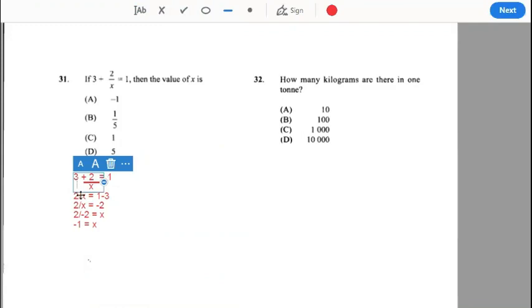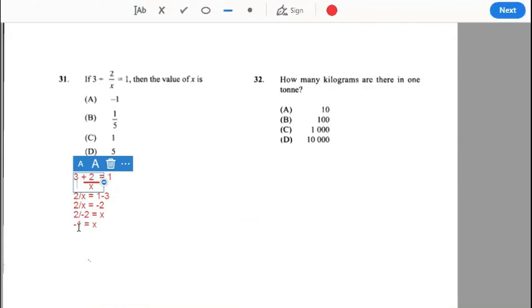So 2 over x, I bring the 3 over the equal sign, so it becomes a negative. So 2 over x is equal to 1 minus 3. 2 over x is equal to negative 2, which is 1 minus 3. And then solve for x, so now I take the negative 2 and bring the x up, bring the negative 2 down. It becomes 2 divided by negative 2 is equal to x, and x is equal to negative 1.